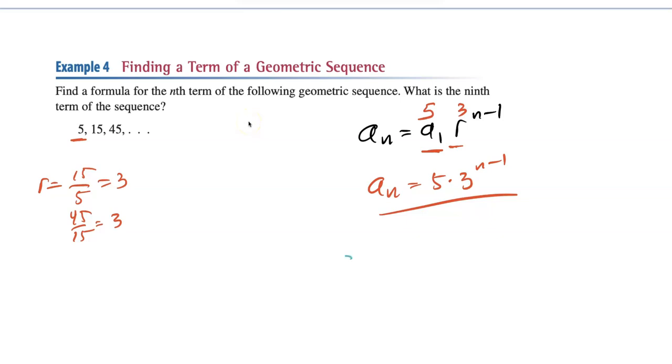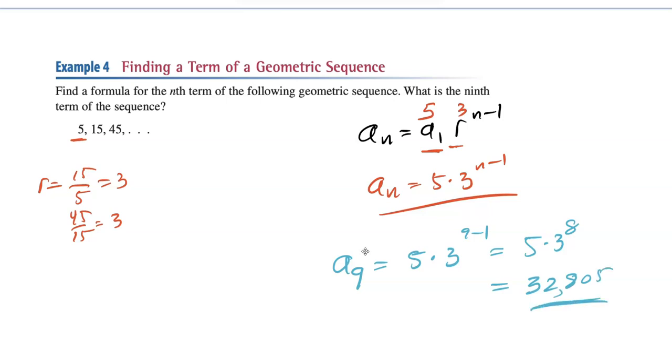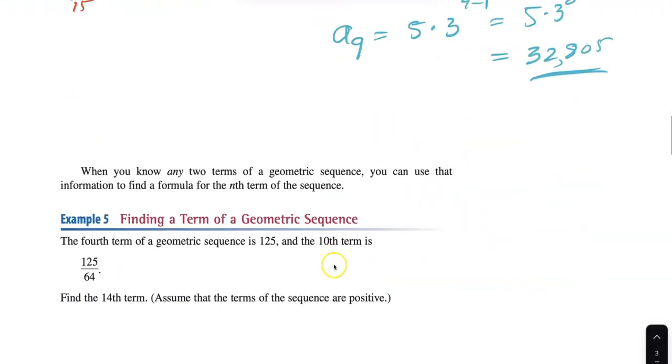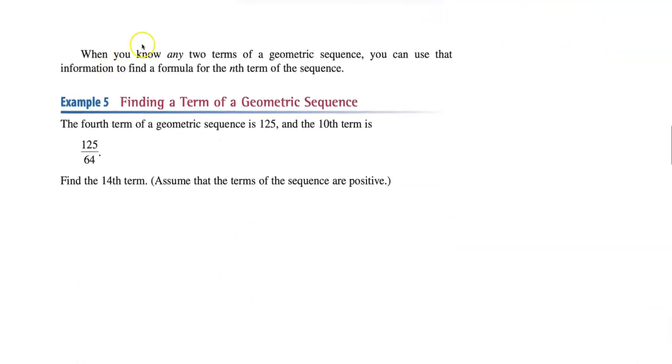Well, that's so much easier when you have the formula. a_n is equal to 5 times 3 to the n minus 1, which is just 5 times 3 to the 8th. I don't know that by heart, so substitute in your calculator and you get 32,805.